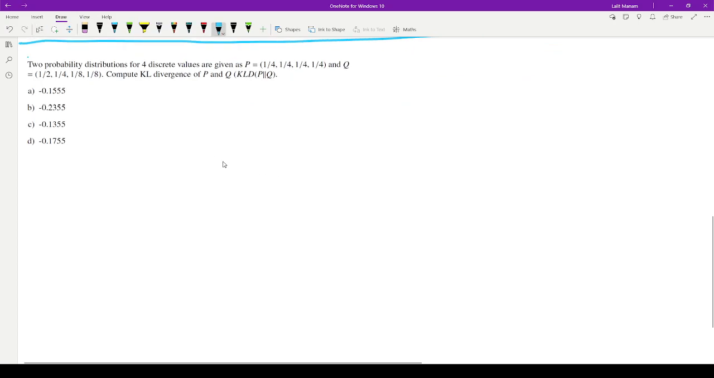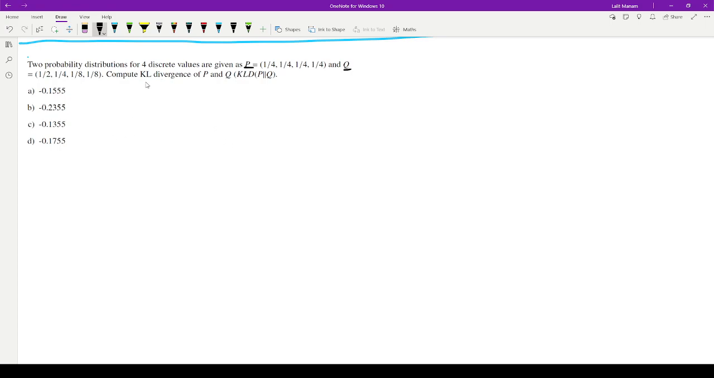Okay, so we have two probability distributions for four discrete values given as P and Q. Are you sure that P and Q are probability distributions? How can you say it's a probability distribution? The sum should be 1. Yeah, that's right. For the discrete cases, it's a simple criterion that if the sum is one, then these are probability distributions.